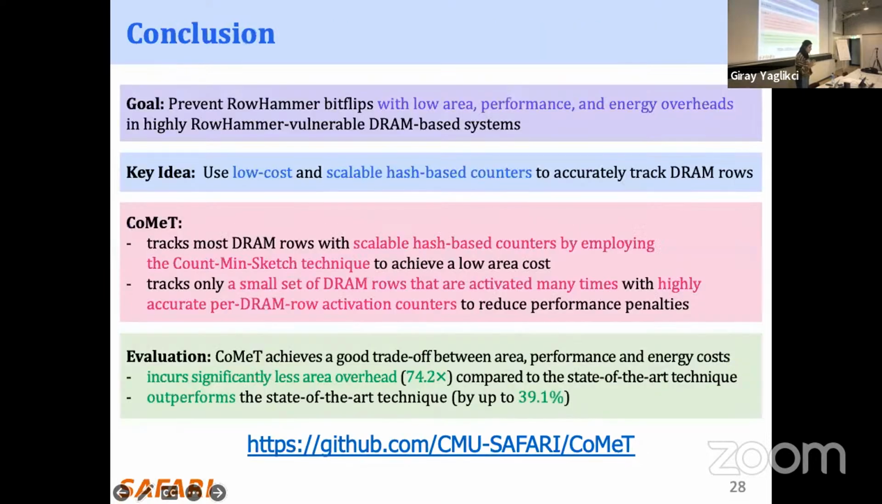So let me conclude this part of the talk. Our goal is to prevent RowHammer bit flips with low area, performance, and energy overheads in highly RowHammer vulnerable DRAM-based systems. Our key idea was to use low-cost and scalable hash-based counters to accurately track DRAM rows. We propose Comet, which tracks most DRAM rows with scalable hash-based counters, employing the count-min-sketch technique to achieve a low area cost, and tracks only a small set of DRAM rows that are activated many times with highly accurate per DRAM row activation counters to reduce performance overheads.